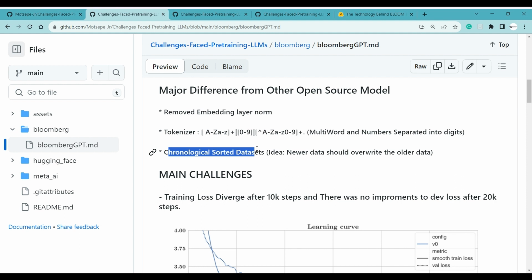And they had this thing whereby they sorted their data chronologically, right? With the intuition that we don't want the recent data to be overwritten by the old data. If we sort it, this is also what we call curriculum learning. I think there was a paper on that. But the idea is that if you pass your older data first, then later pass your recent data, the model will have a much better understanding of the recent data. So that's the importance of this chronological sort, which we'll find out later that they were not sure if this actually did help, and they saw some divergence.